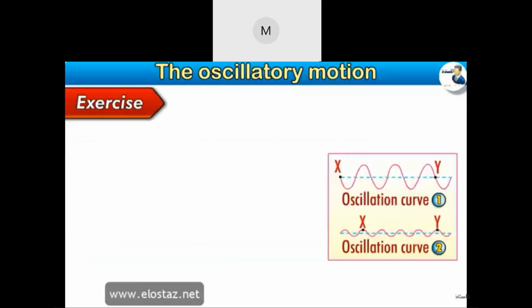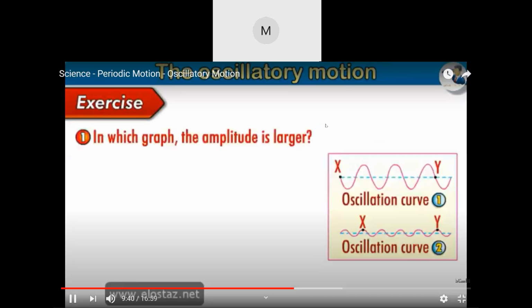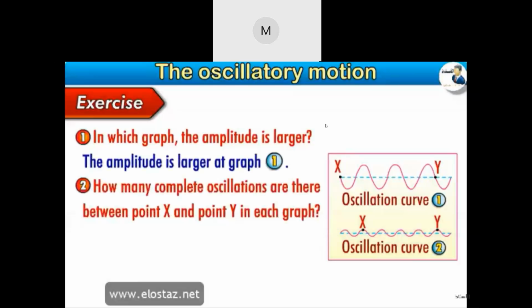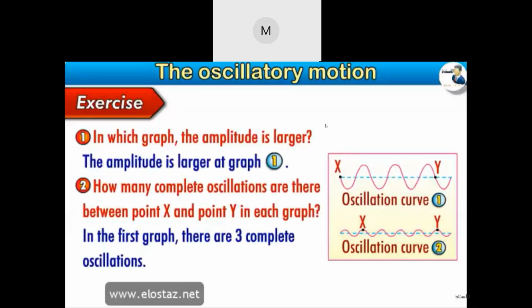Exercise. Look at this graph. Number 1. In which graph is the amplitude larger? The amplitude is larger in graph 1. Number 2. How many complete oscillations are there between point X and point Y in each graph? In the first graph, there are 3 complete oscillations. In the second graph, there are 4 complete oscillations.